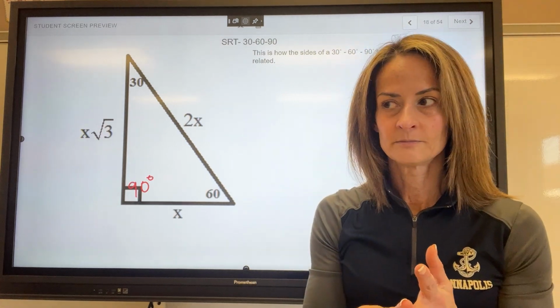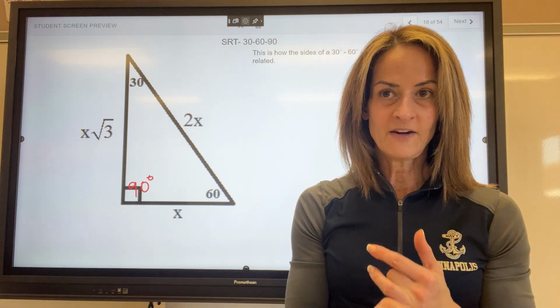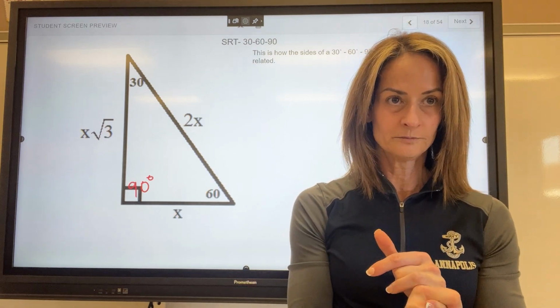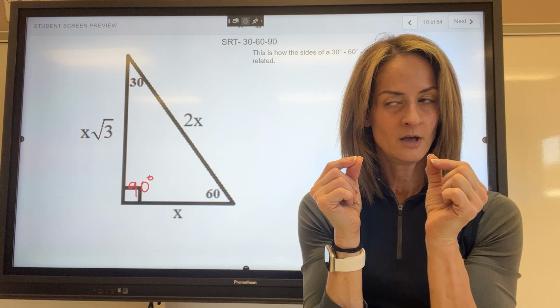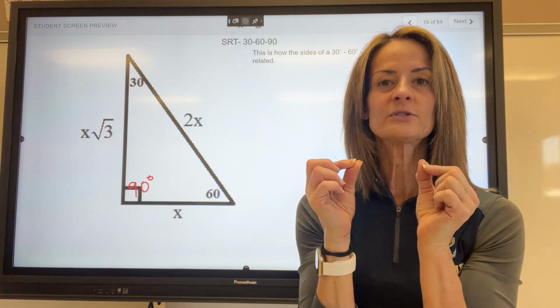Are you with me? Okay, so once you identify that it's a 30, 60, 90 triangle, we know it's special, and we've got a shortcut we can use. And here's the shortcut.